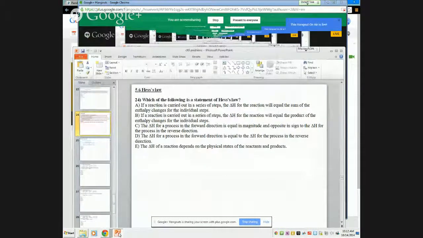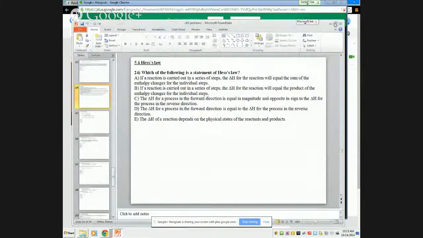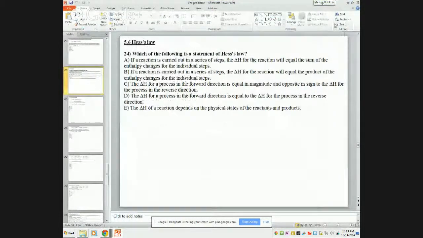Mr. Donnie here again, looking at chapter 5.6 problems, Hess's law. So let's take a look at that. Which of the following statements is Hess's law? This is just kind of a definition one that you got to know.